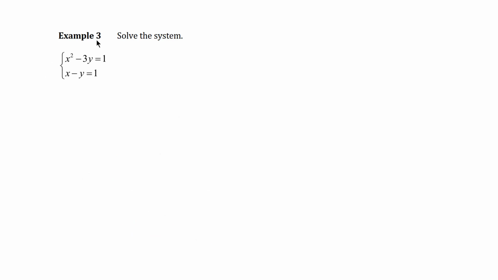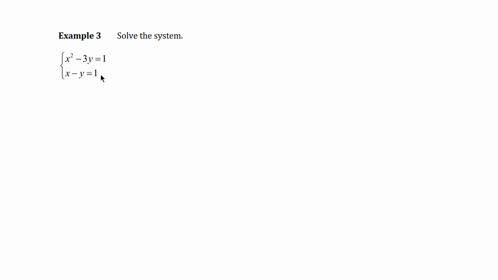Example number 3, solve the system. Here we have the system of equations, x squared minus 3y equals 1, and x minus y equals 1. To solve this system, it's not possible to do elimination because we don't have the same variable terms for both equations. So we have to use the substitution method.